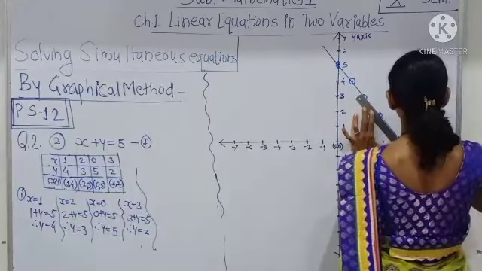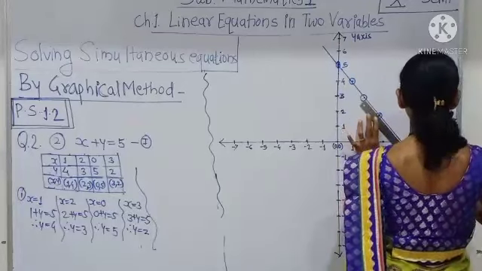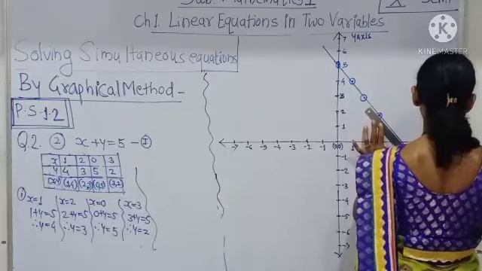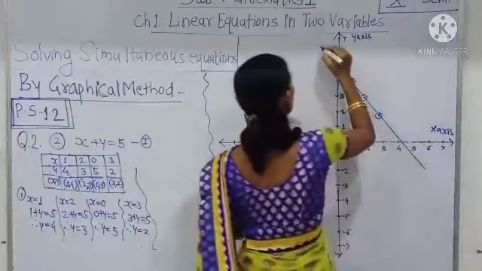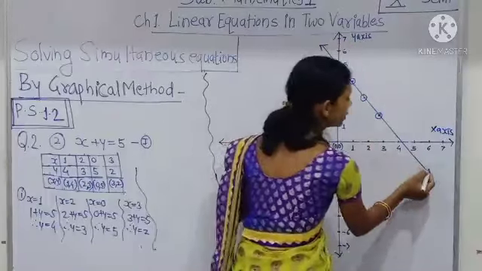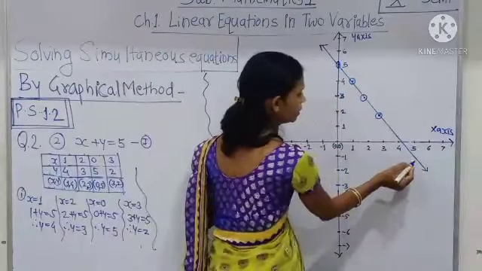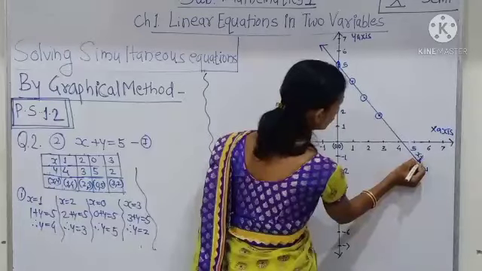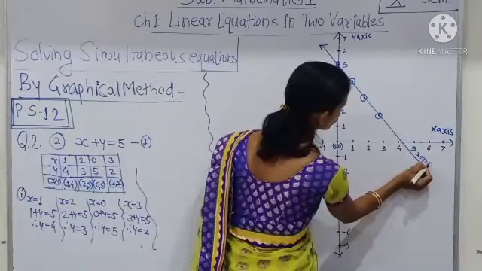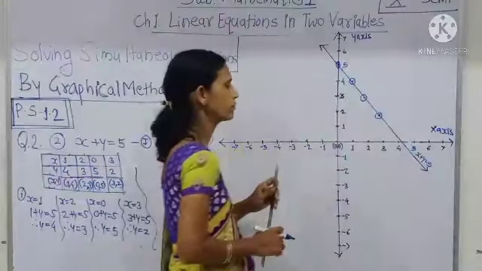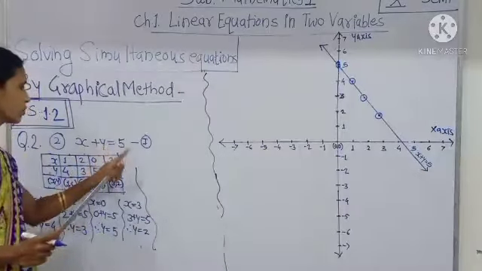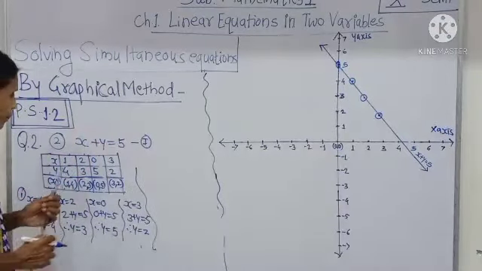Therefore, we can draw the graph for the first linear equation in 2 variables, that is x plus y is equals to 5. That is the graph of equation number 1, x plus y is equals to 5.